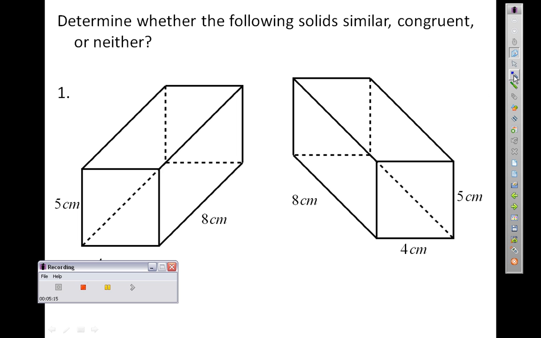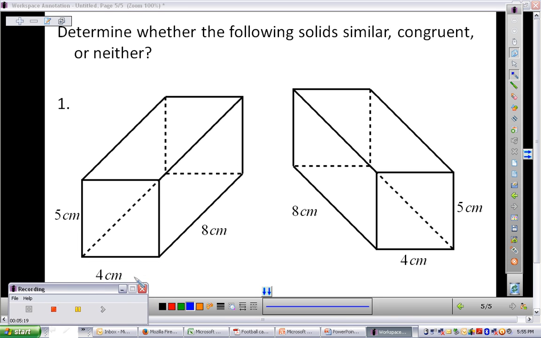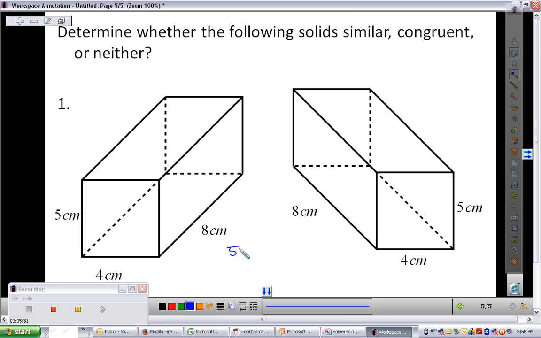So for these next few examples, we're going to determine if they are congruent, similar, or neither. Here are two rectangular prisms. Again, looking at the sides, we're going to do this a lot with the scale factors. I'm going to set up 5 over 5. They're kind of mirrored images of each other, so the 5 goes with the 5. The 4 goes with the 4. And then the 8 goes with the 8.